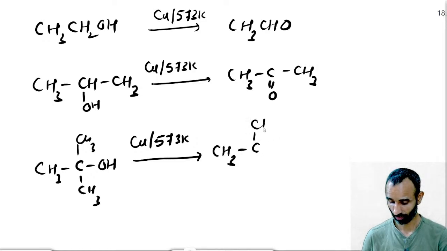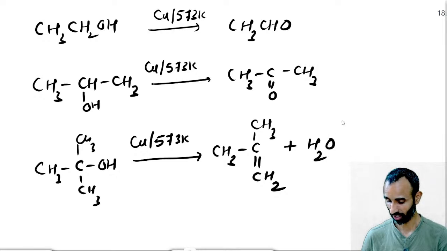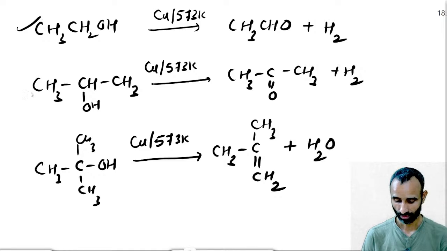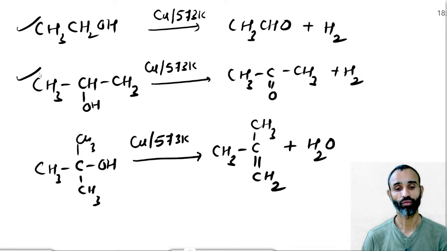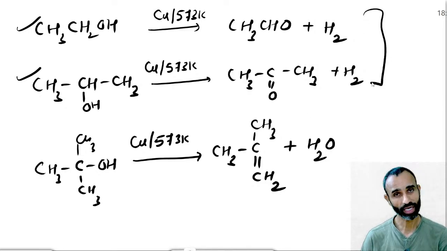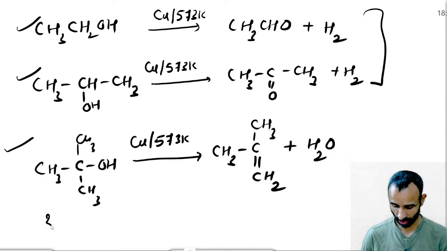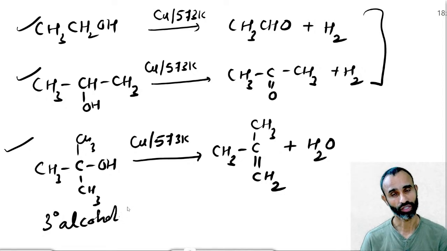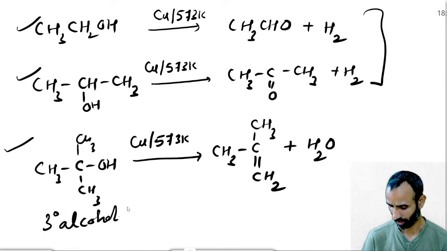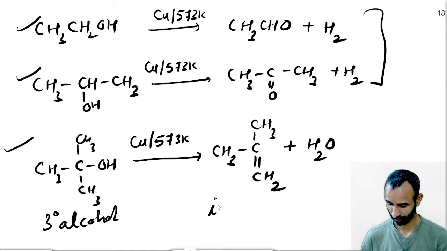It will give an alkene. This is dehydration, the rest are dehydrogenation. With primary alcohol and secondary alcohol we get aldehyde and ketone, so these are dehydrogenation reactions, but in the case of tertiary alcohol we get a dehydration reaction. Okay? It is called isobutylene.